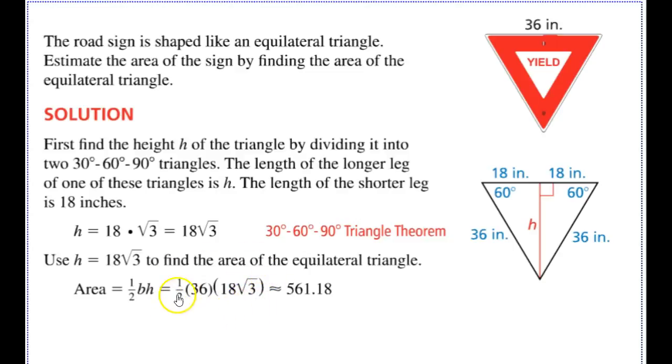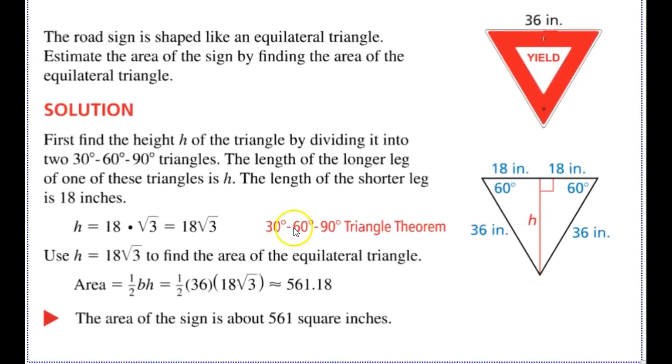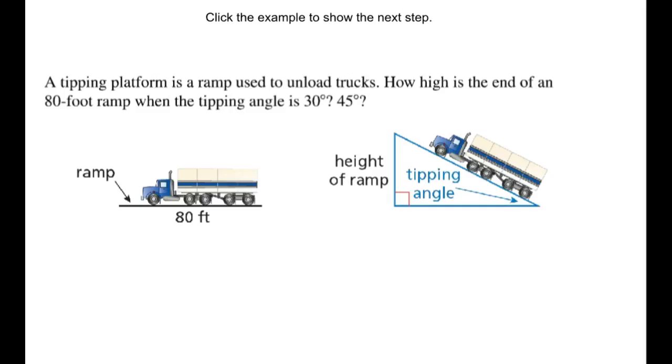So now I go ahead and use a calculator to solve, and I find that my area is about 561 square inches. First I had to cut my triangle in half, and I knew I could because I know some information about 30, 60, 90 triangles, which allowed me to find the height of the triangle.